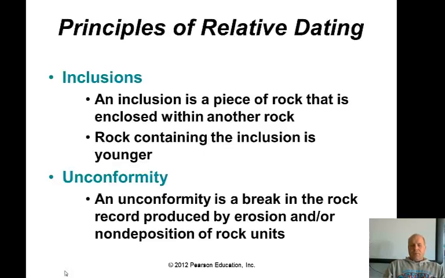All right, relative dating. Let's talk about relative dating in more detail. The principle of relative dating is inclusion. It's an inclusion of a piece of rock that is enclosed within another rock. This is what inclusion is. Make sure you have that written down. The rock containing the inclusion is younger. So inclusion rocks are usually younger rocks.